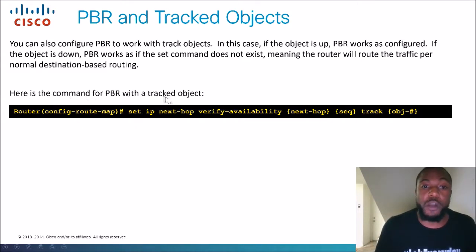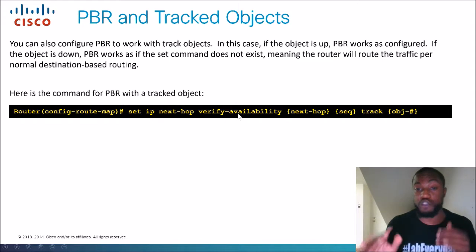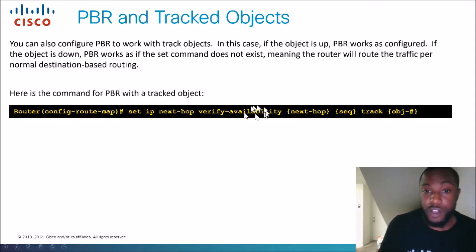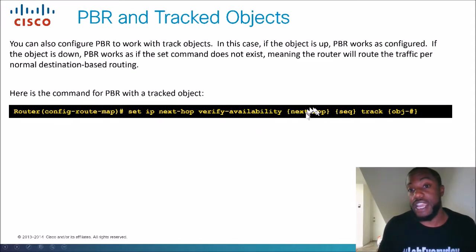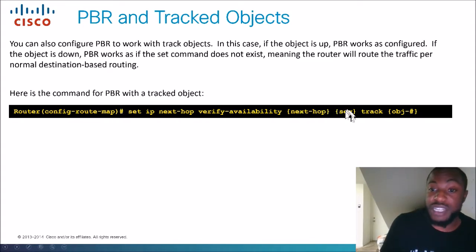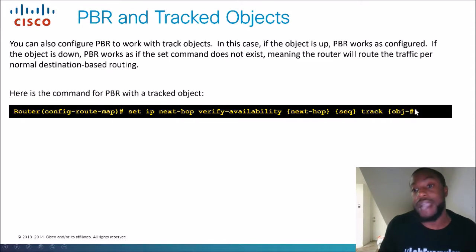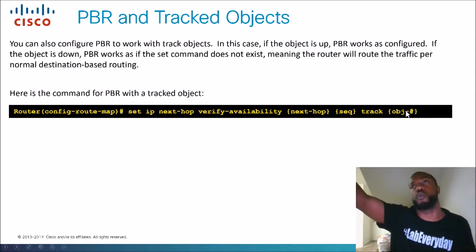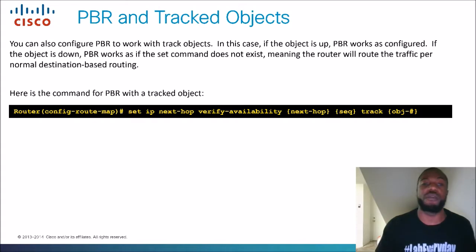Here's the command for PBR with a track object. We know how to do PBR. If you don't, again, look at that video. Remember we do a set and a match, right? The set says set the IP next hop. This part right here is the track object, right? The state of it, right? And then what to do with it. You can put a sequence number, and then the track object is how you tie it together. You do track, and then let's say the track object is track 1 or 2 or 5 or whatever, you put the number there. Again, we're going to do that in Boson NetSim.